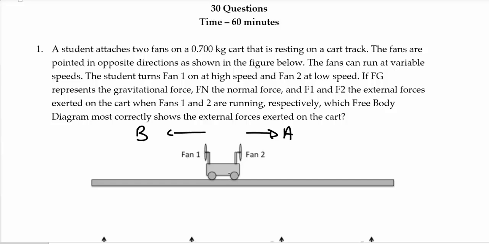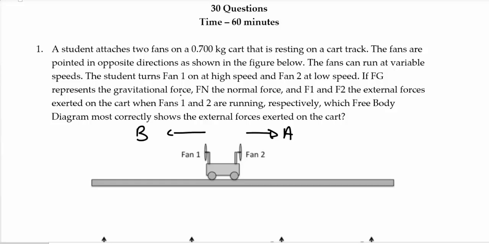Let me ask again. If we turn off fan 2 and leave fan 1 on, it will move towards A. If we turn off fan 1 and leave fan 2 on, it will move towards B. That is settled. The fans can run at different speeds. The student turned on fan 1 at high speed and fan 2 at low speed.